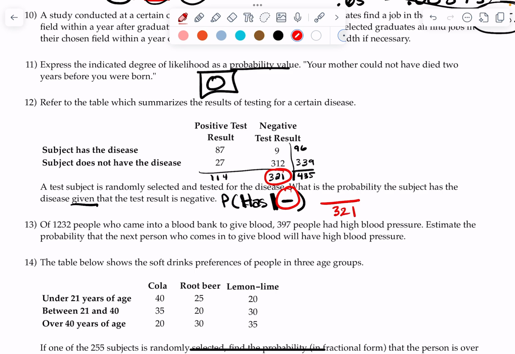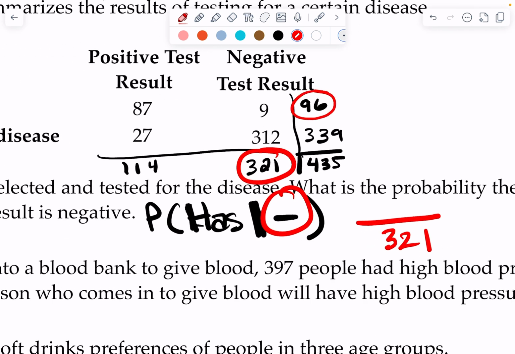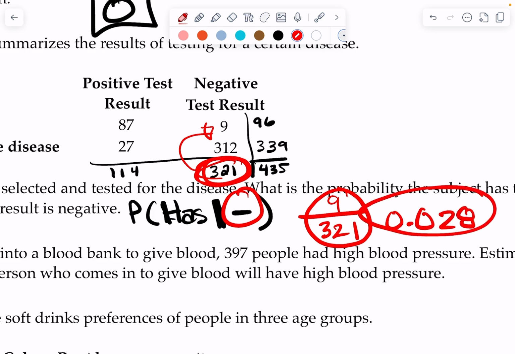Now, of those people who have the disease, I understand that 96 people have the disease, but of the 321, who has the disease, 9 of them, 9 is your top number, right? Okay, so 9 out of 321, whatever that comes out to be. 9 divided by 321 is 0.028. There you go.